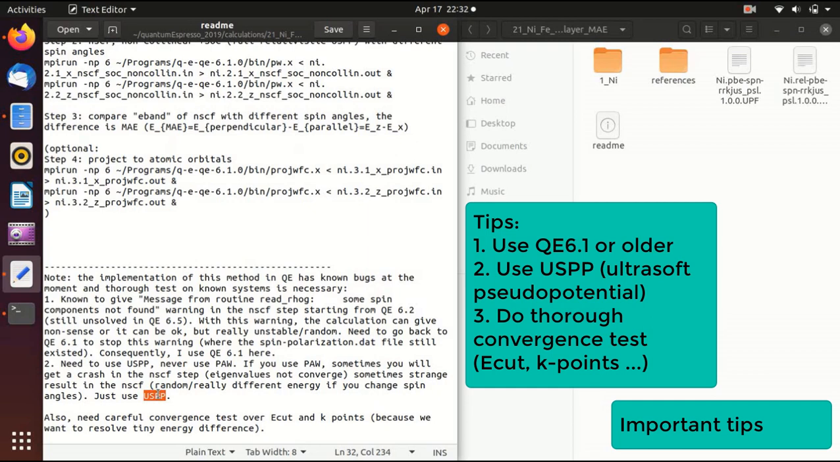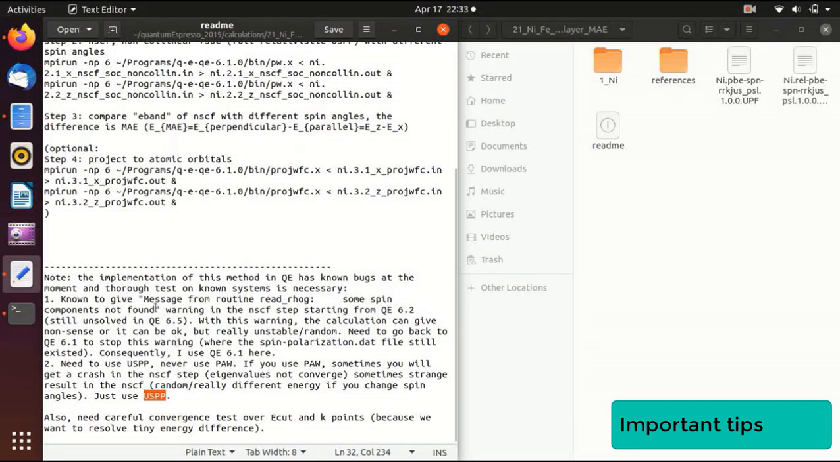And also because usually this anisotropy energy is quite small, on the order of milli-electron volt, which is already quite large for this kind of energy, you need to do careful convergence tests over cutoff energy and also k-point density, because we want to resolve this tiny energy difference. So this is something that I want to mention beforehand. I advise you to use QE 6.1. You must use ultra-soft pseudopotential.